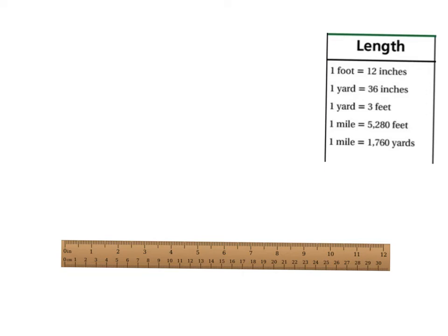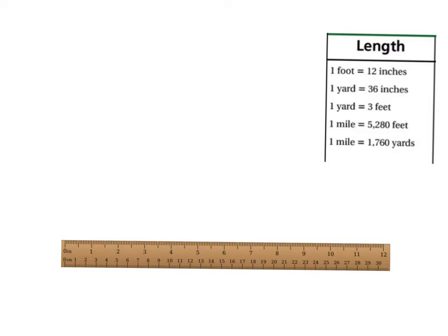We're now going to talk about converting within customary length conversions. So I'd like you to take a moment and pause this video and record that 1 foot equals 12 inches, 1 yard equals 36 inches, 1 yard also equals 3 feet, 1 mile equals 5,280 feet, and 1 mile equals 1,760 yards.